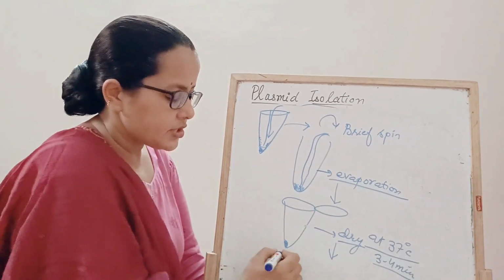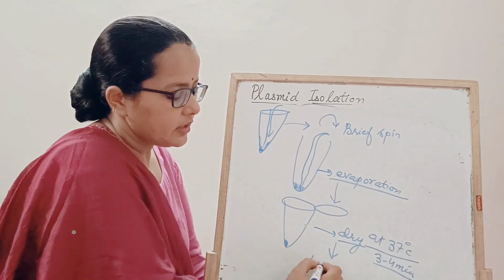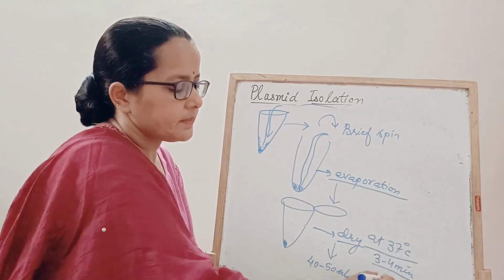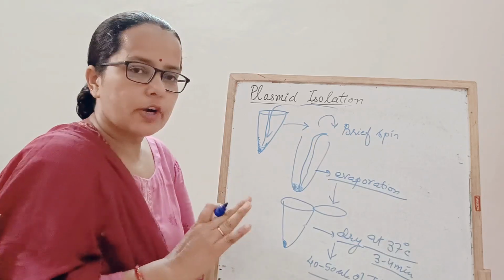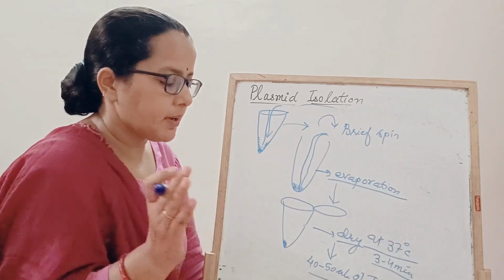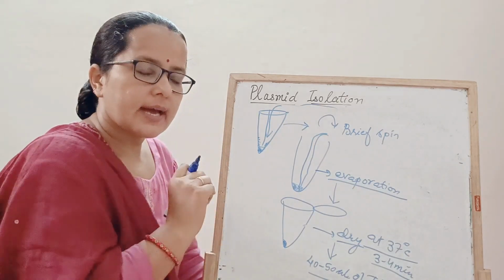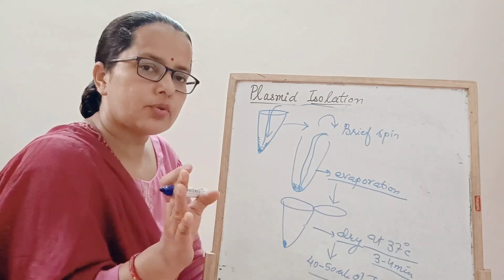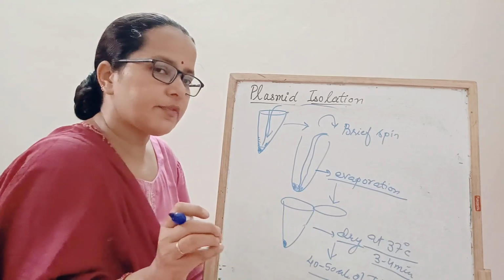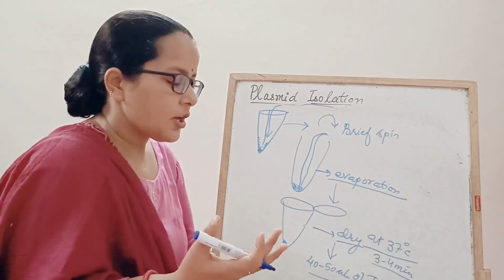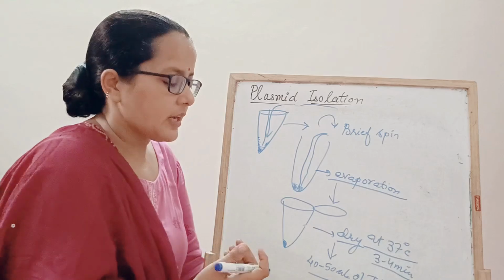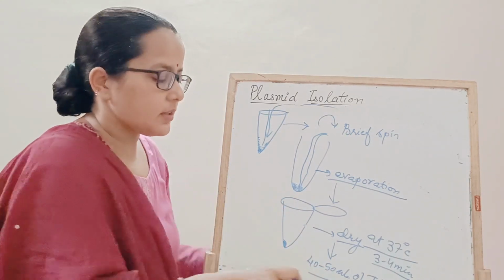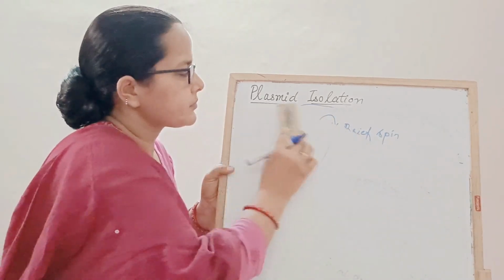So to that pellet just add your 40 to 50 microliter of TE buffer. What you have to do? You have to add 40 to 50 microliter of TE buffer. You just tap it, and once you tap, all the plasmid molecules will go to the solution, and that TE buffer is like their favorite solution, or favorite reagent. So it will go to the buffer, and now all your plasmid molecules are in the TE buffer.